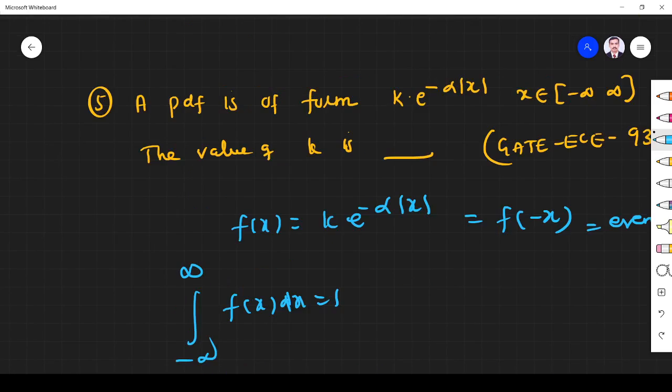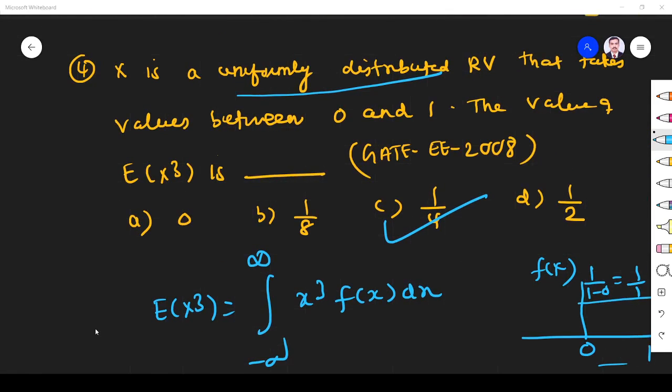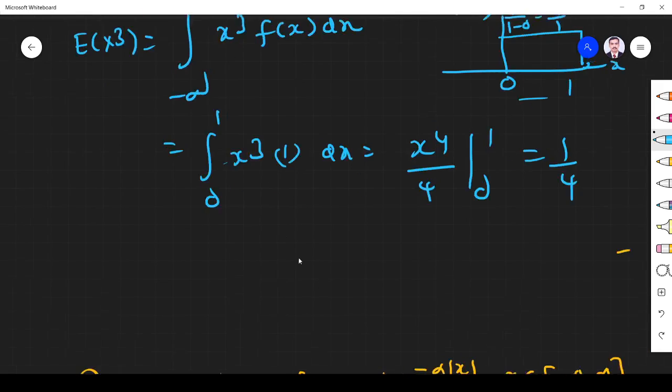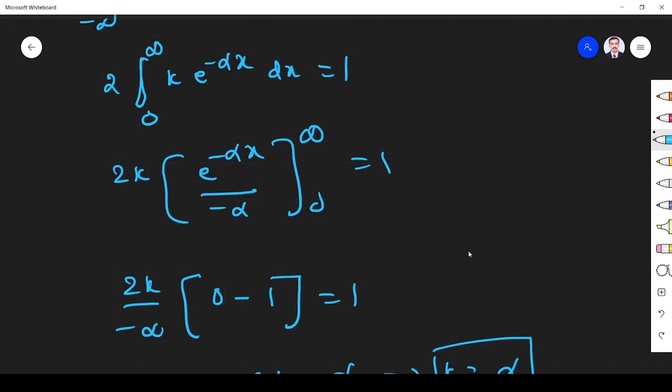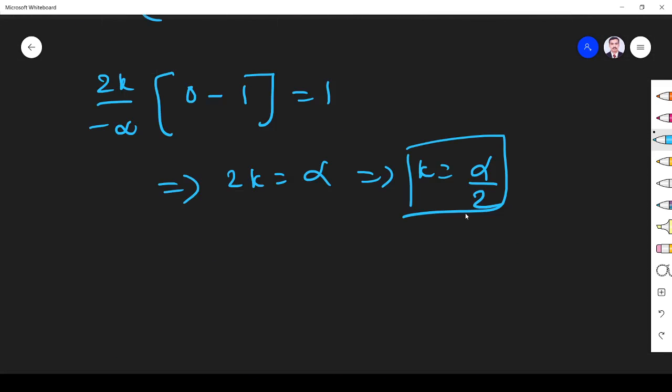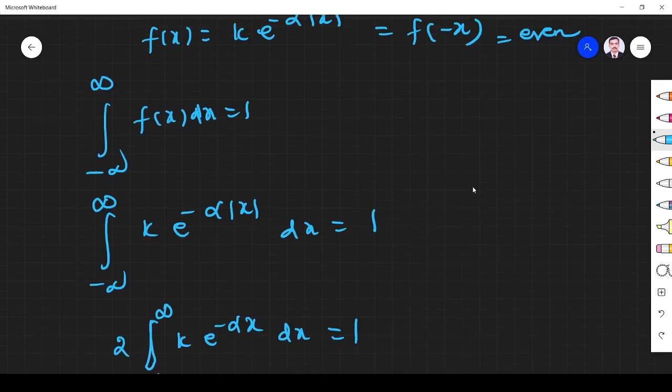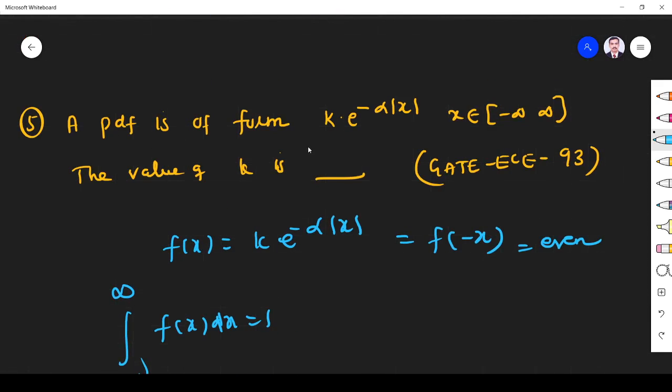So what is the value of k? K is equal to alpha by 2. That's what they ask, right? That is the question. Yes. What is the value of k? K is alpha by 2.